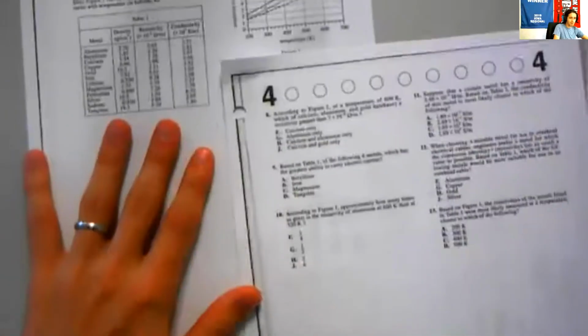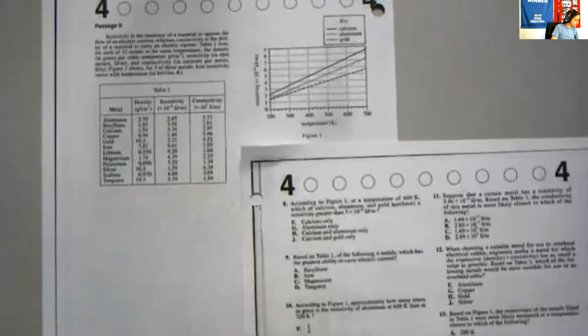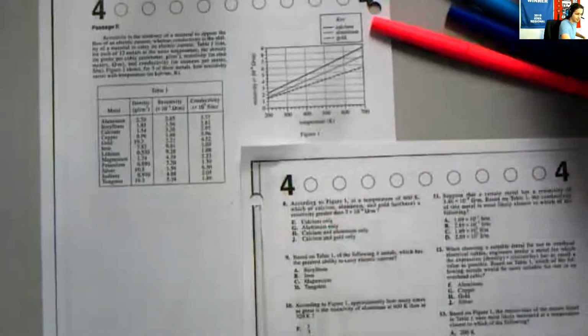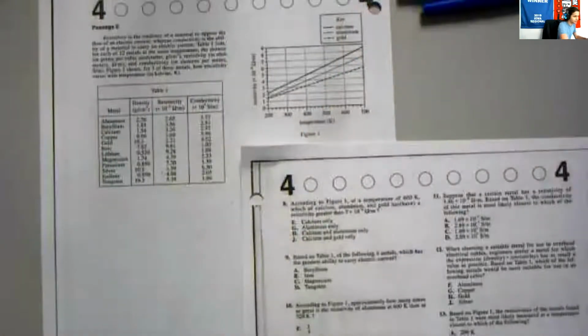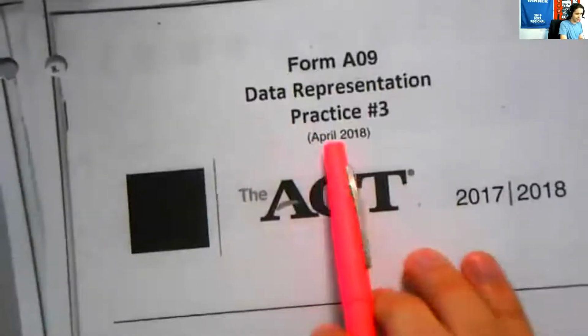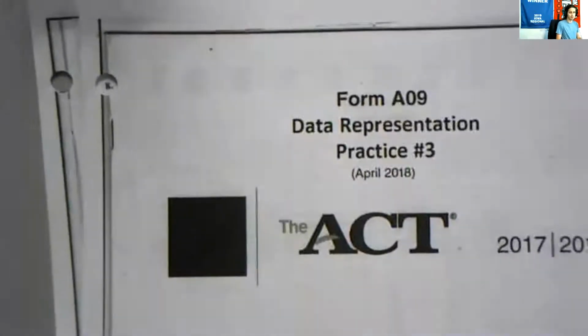So I'm going to overlap these because you're going to need to be referencing back and forth. If you don't have your colors out, go get yourself some colors, and I'm going to just rotate through and let's get after it. So let's start on number 8 here. Where did these come from? This is April 2018. This is a recent test, and these are the 2 data representation passages from this test from a couple of years ago or so, right?